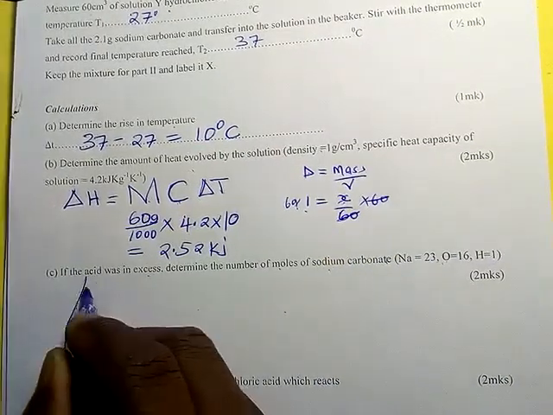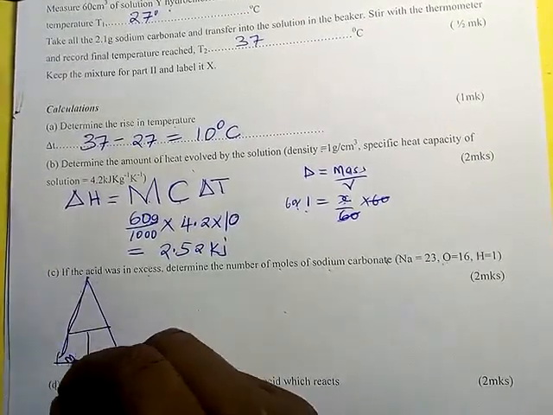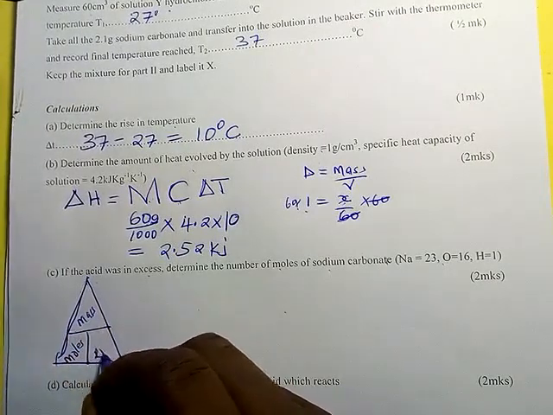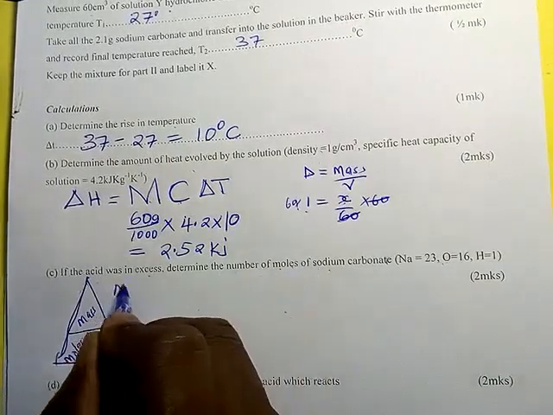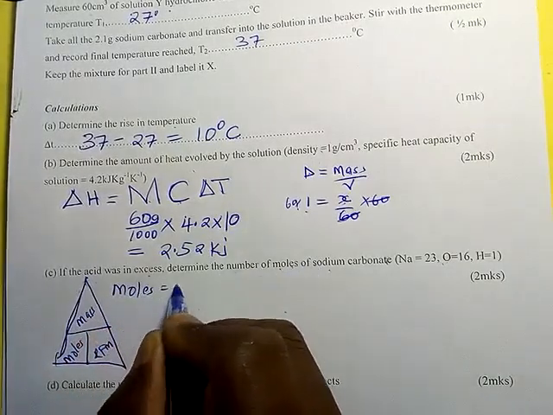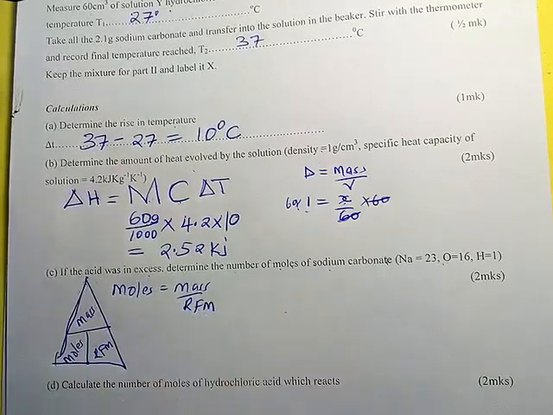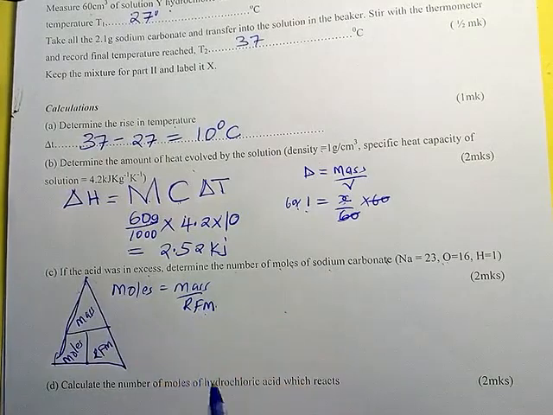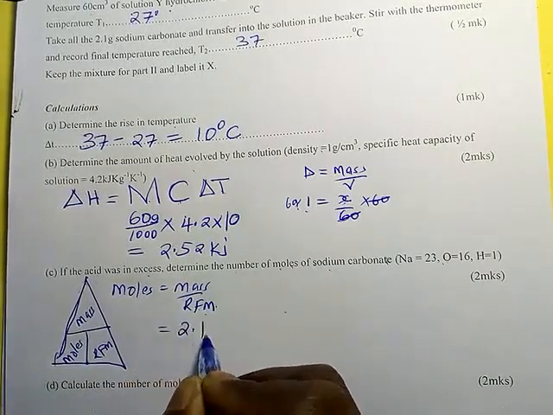But we know that moles, mass, RFM. Now we want to determine the number of moles. Moles equal to mass over RFM. RFM is equal to molar mass. Therefore, the mass is 2.1 grams that was used.